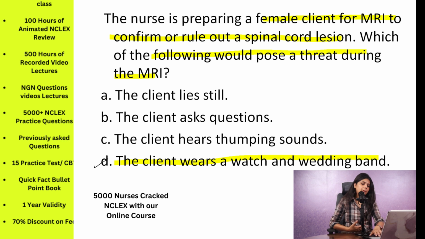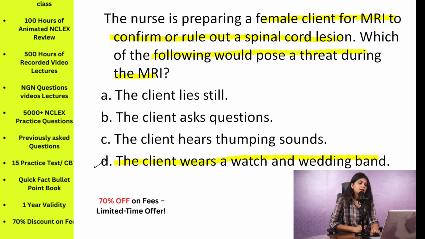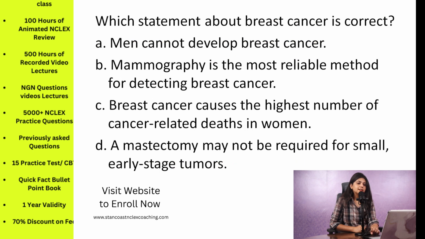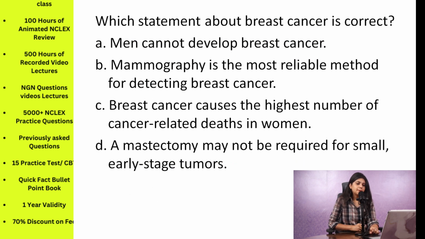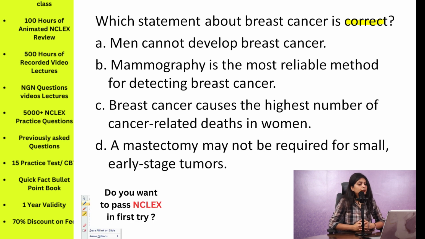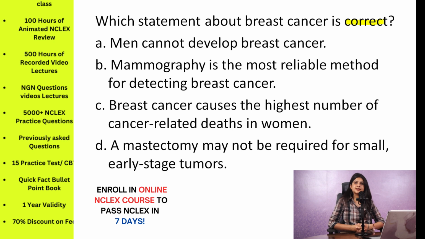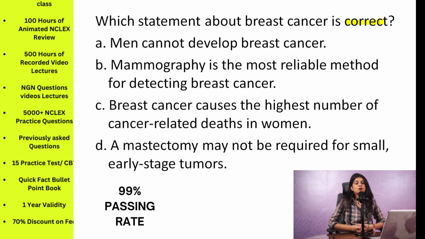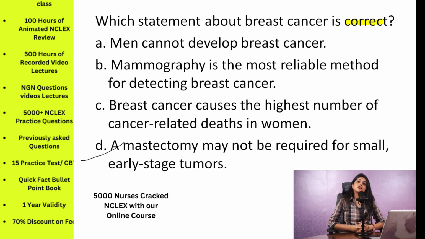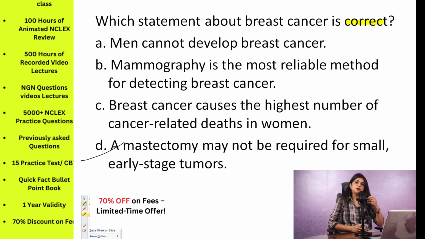Which statement about breast cancer is correct? A. Men cannot develop breast cancer. B. Mammography is the most reliable method for detecting breast cancer. C. Breast cancer causes the highest number of cancer-related deaths in women. D. A mastectomy may not be required for small, early-stage tumors. Answer: D. Rationale: a mastectomy is not always necessary for small, localized, early-stage tumors.